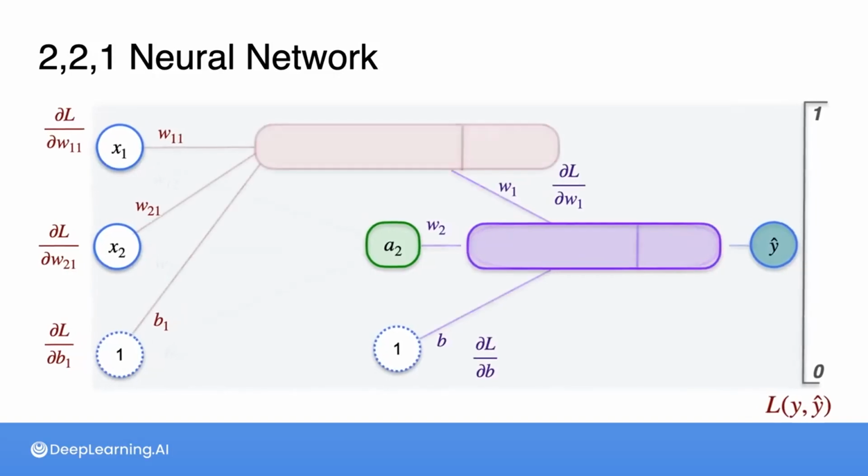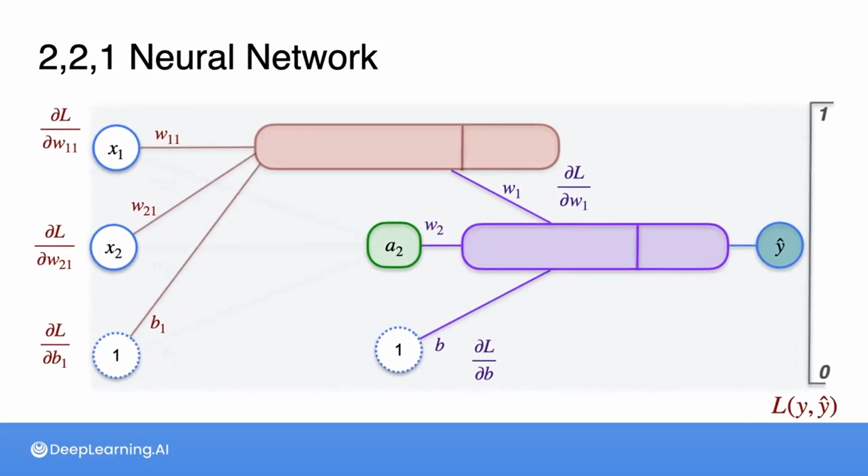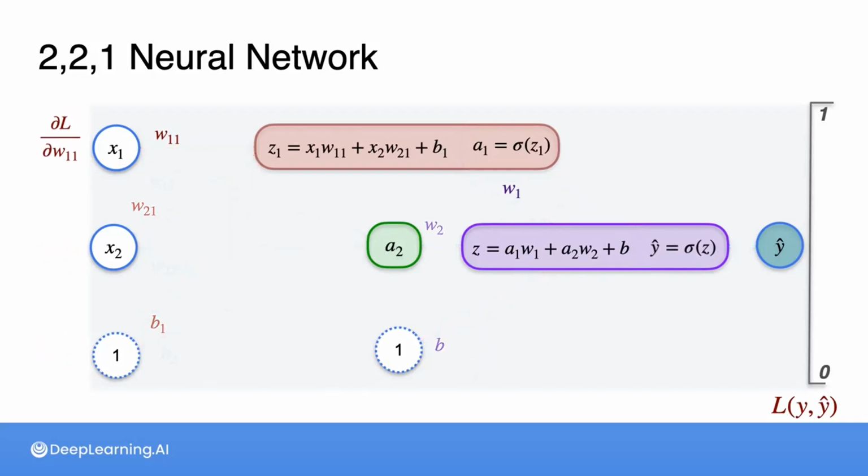So let's recall that the way we calculated the output of the red node was, first we did Z1, this summation, then we applied sigma to get A1, and then we did the summation of the inputs A1 and A2 times the weights W1 and W2 and the bias B, and we applied sigmoid to this Z to get y hat. And then with y hat, we found the log loss of y hat. So there's a lot of variables in between L and W11, and we're just going to keep track of all of them to do a humongous chain rule.